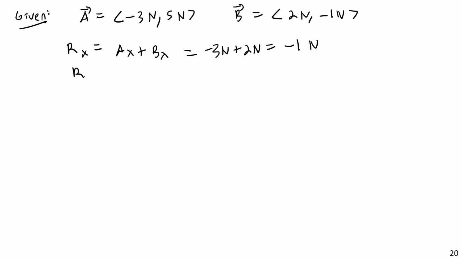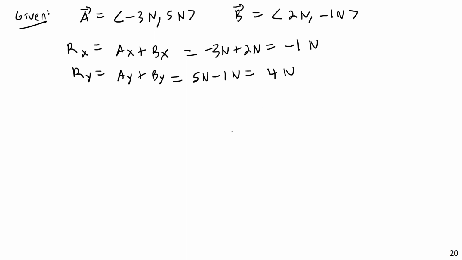And then the y component of the resultant would be Ay plus By, so that would be 5 newtons minus 1 newton, and that would then equal 4 newtons.